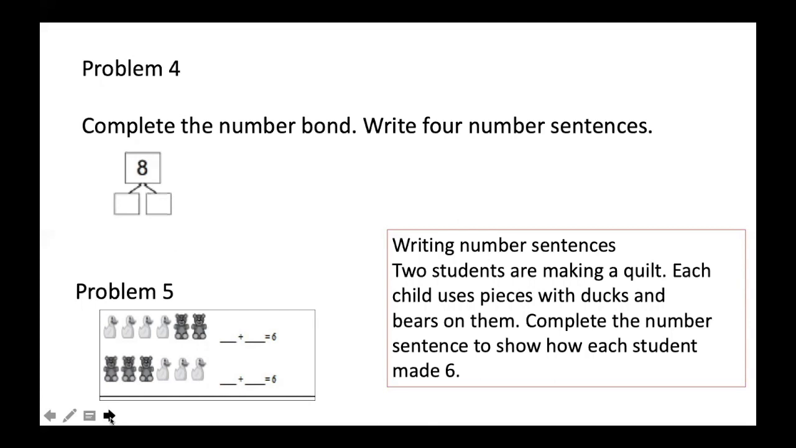And problem 5 wants you to look at the pictures of the ducks and the bears. It says, 2 students are making a quilt. Each child uses pieces with ducks and bears on them. Complete the number sentence to show how each student made 6.